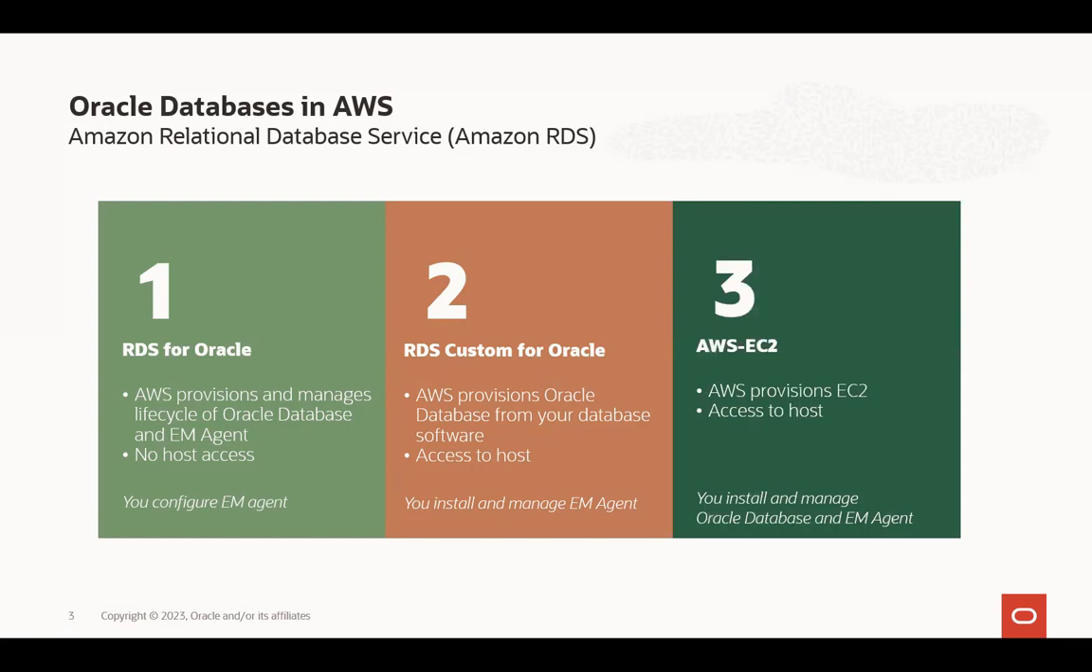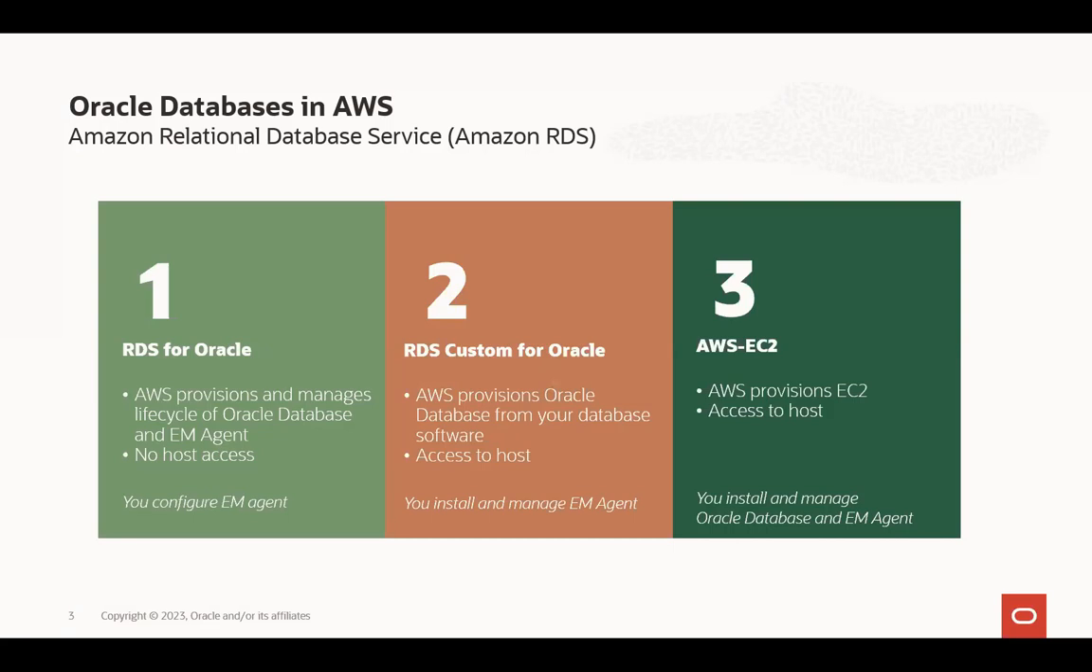The third option involves provisioning an EC2 compute instance. This option is similar to the other options where you provision a host and install, configure, and manage the Oracle database and EM agent in a similar way that you would do for any host or compute instance. We'll look into these in more detail later in this presentation.